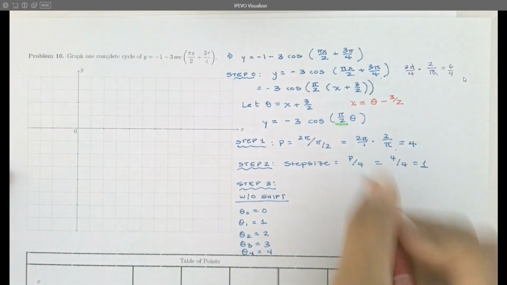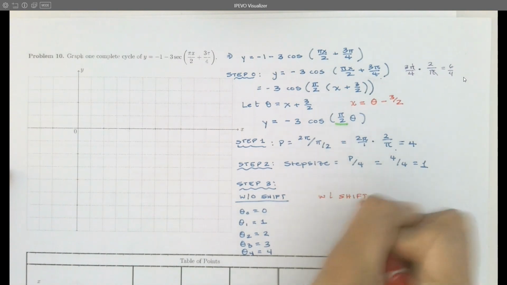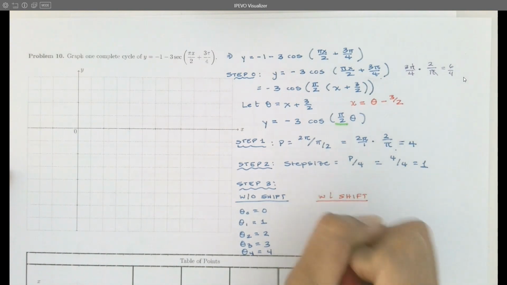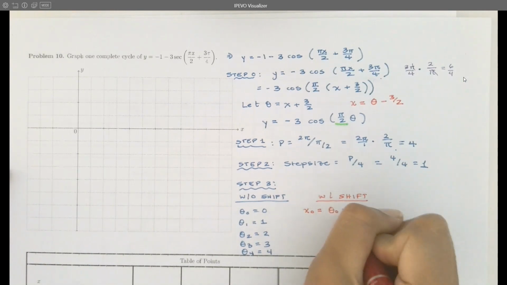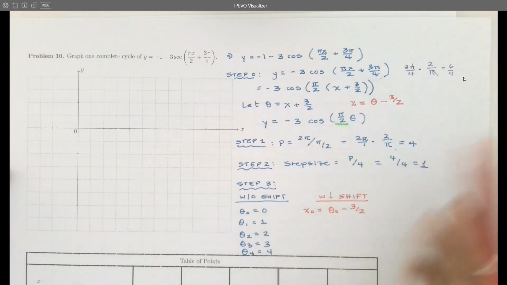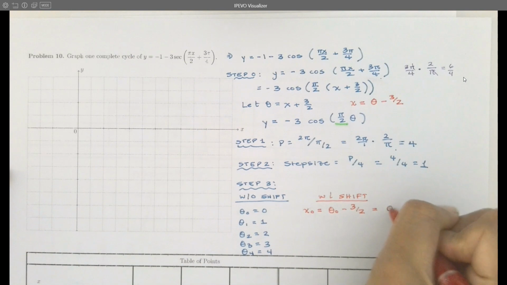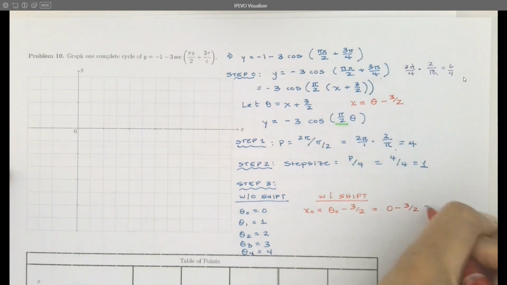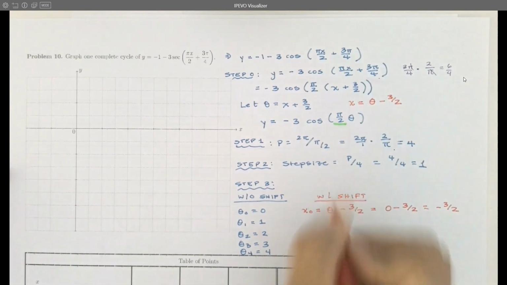And so that means that with the shift, we're going to have first x0 being theta 0 minus 3 over 2. Again, this is just applying the formula. And then replacing theta 0 with 0 means we have 0 minus 3 over 2. So we're going to get negative 3/2.